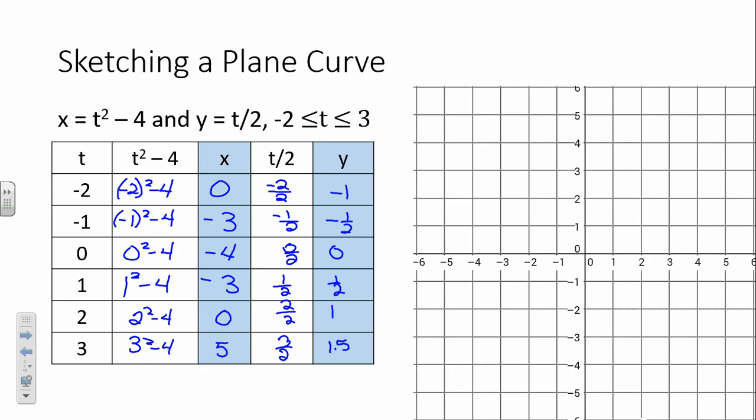So t can be -2. That means x can be 0 and y can be -1, so we put a point at 0 over, 1 down. Another point at -3, -1/2. A third point at -4, 0. Then a point at -3, +1/2. And a point at 0, 1. And a point at 5, 1.5.